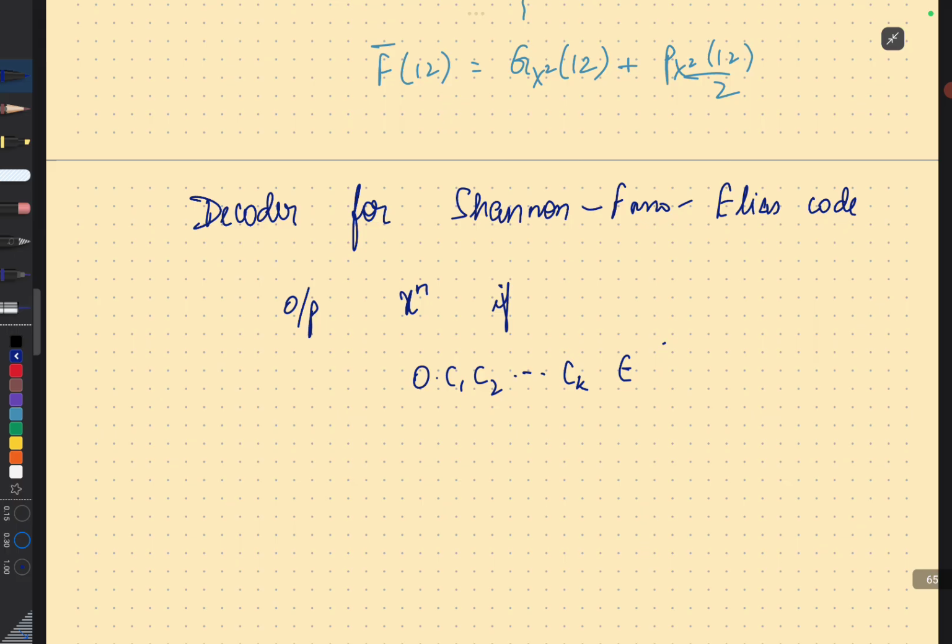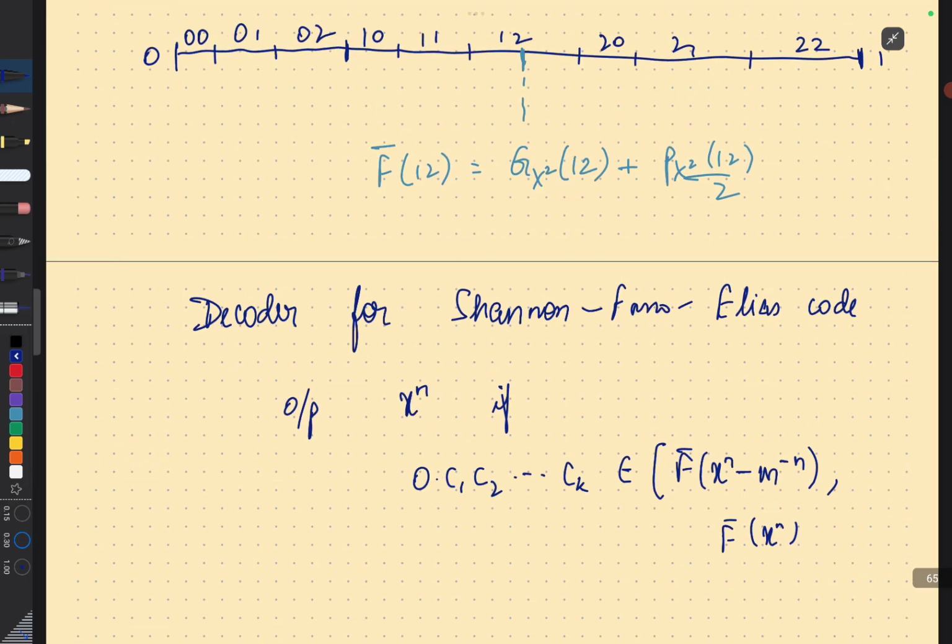If this lies between f bar of xn minus m to the minus n and f bar of xn. So in this particular example, as long as the decoder sees a number between f bar of 1, 1 and f bar of 1, 2, it decodes it to be 1, 2. If it sees a number between f bar of 1, 2 and f bar of 2, 0, then it decodes it to 2, 0. If it sees a number between f bar of 2, 0 and f bar of 2, 1, then it outputs 2, 1, and so on.